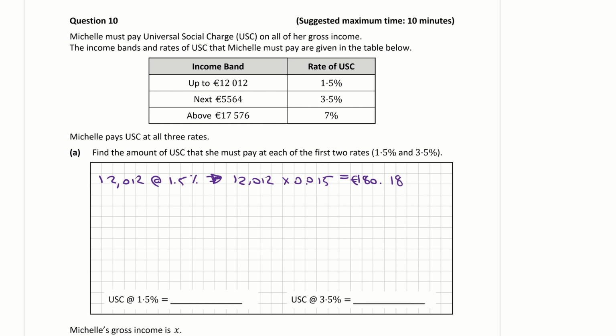Next one then is the next €5,564 at 3.5%. Again, divide by 100, multiply by 3.5, or go 5,564 multiplied by 0.035 when I divide by 100, and that's 194.74. Again, just fill them into the spaces they have provided for us, so 194.74 and 180.18.